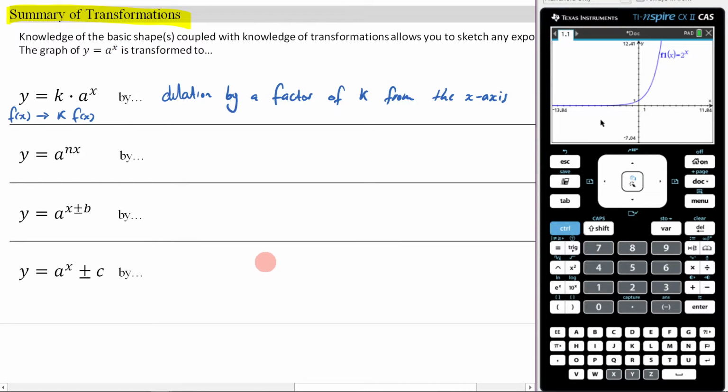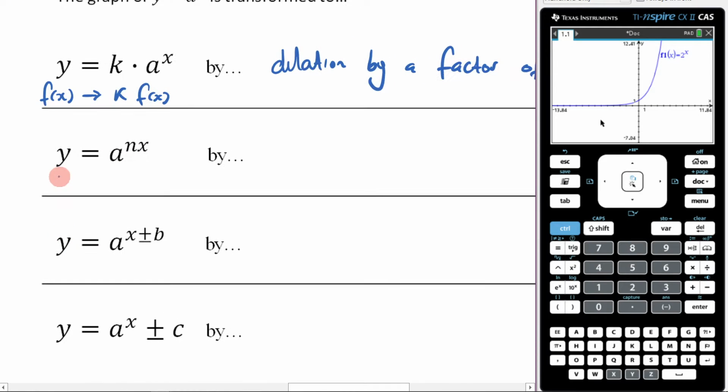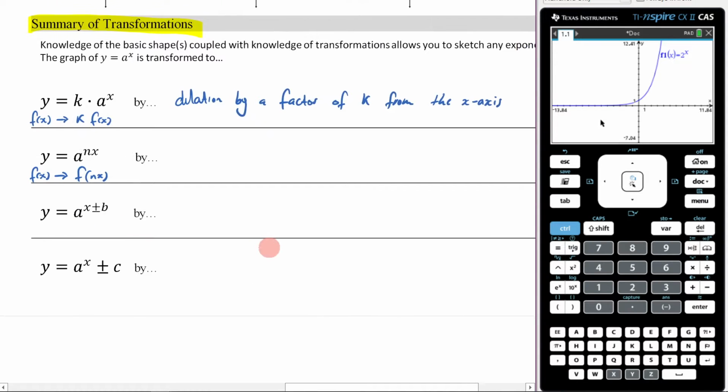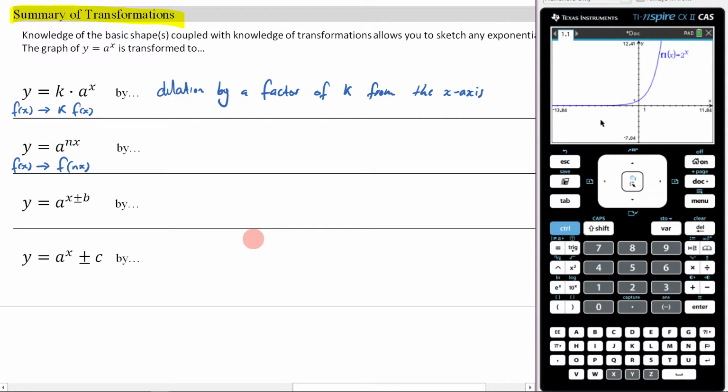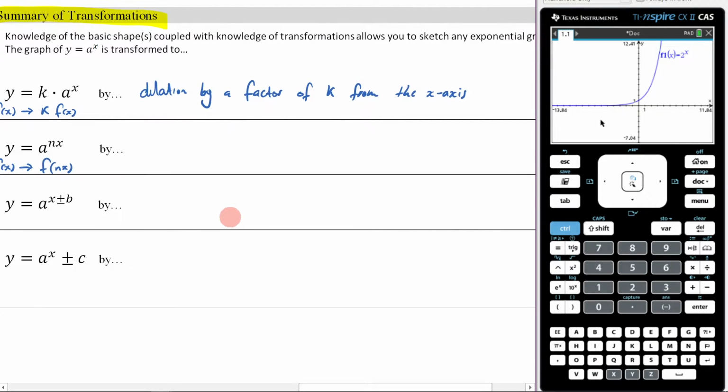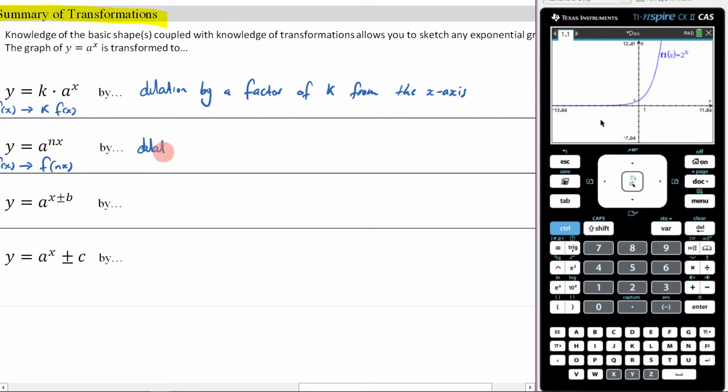All right, let's now move on to the next one. So here, we've got nx. So what's that saying? That's saying that we're starting with some function, and then instead of x, we've got nx here. That's telling me that I'm dilating by a factor of the reciprocal of n from the y-axis. So let me come here. Dilation by a factor of 1 on n from the y-axis. So make sure you get that right.